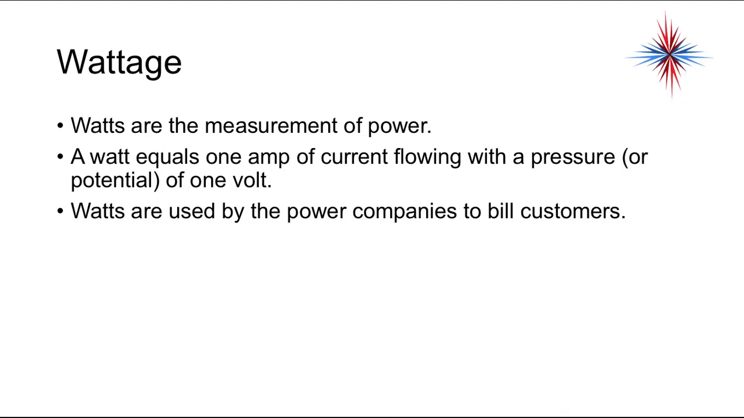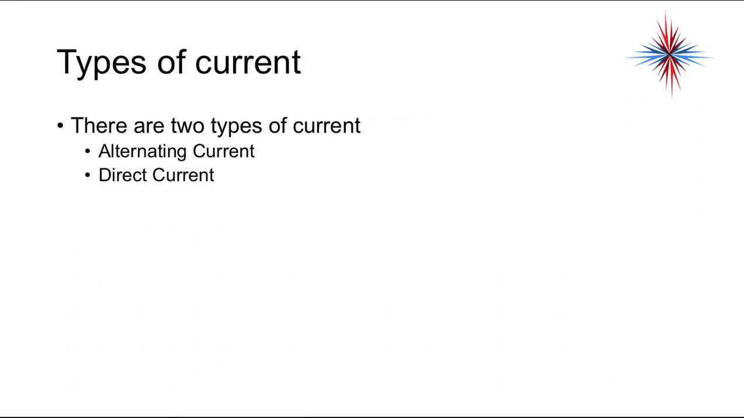Wattage is the measurement of how much power is used. A watt equals 1 amp of current flowing with a pressure or potential of 1 volt. Watts are used by the power companies to bill customers. So we have two types of current that we use. We have alternating current, or AC, and we have direct current, which is DC.